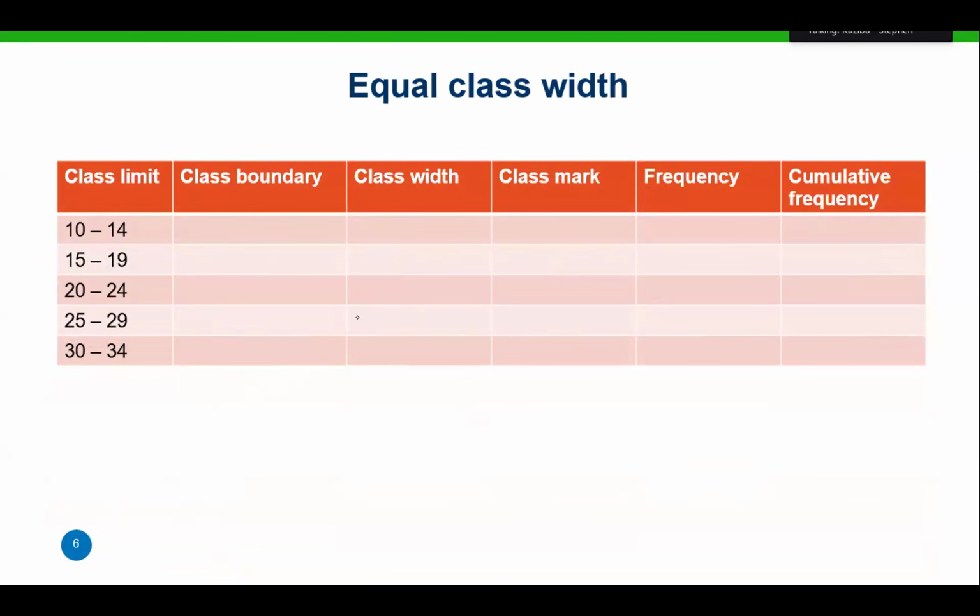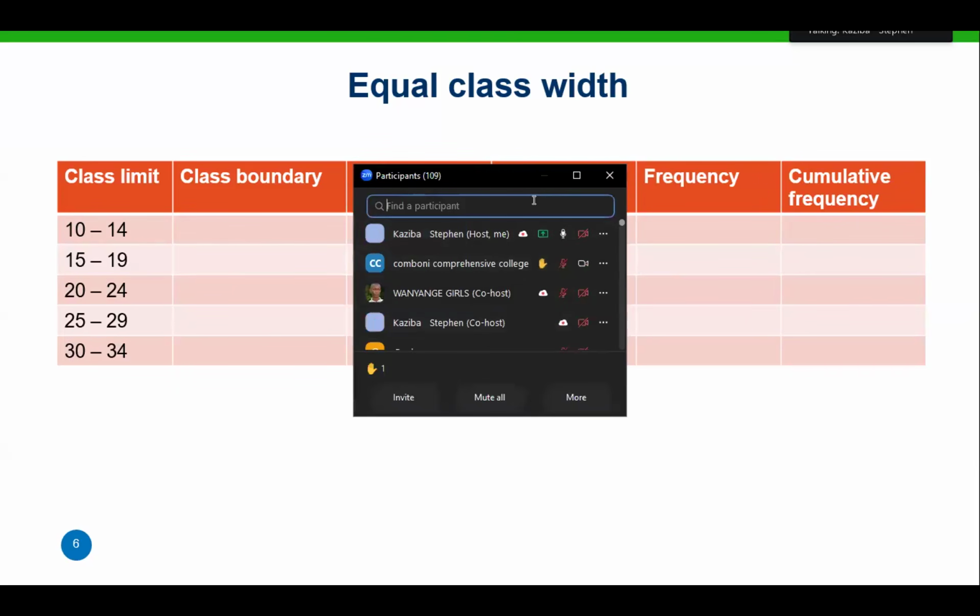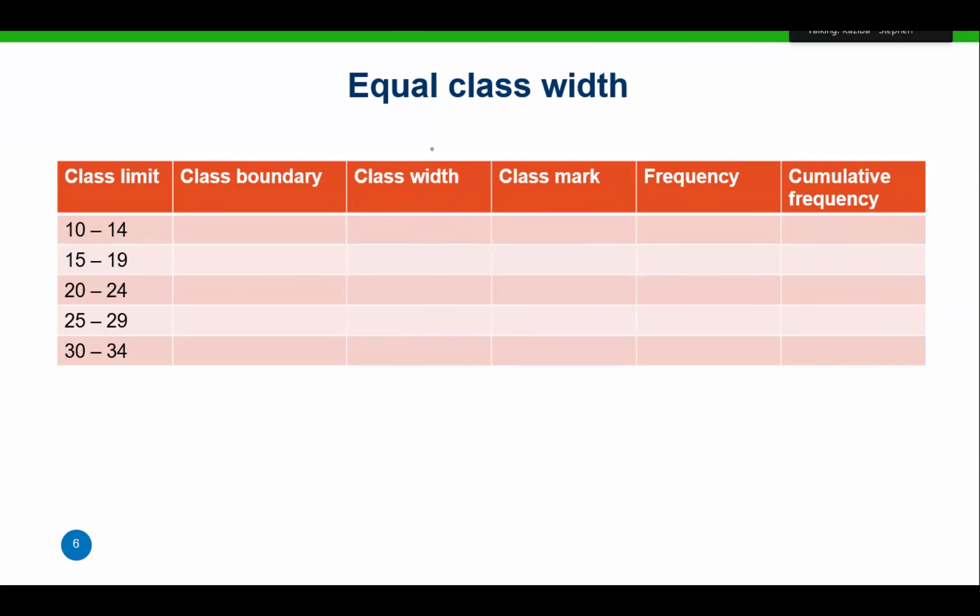In some of these scenarios, you are going to find that they have already given you the class limit. Please always check. Do not just jump in and say, let me start from here. No, please check how my classes are. Check the class width first. Between 19 and 14, is the class width the same? 19 minus 14 gives 5, here I have 5, here I have 5. So you notice that the class width is the same.